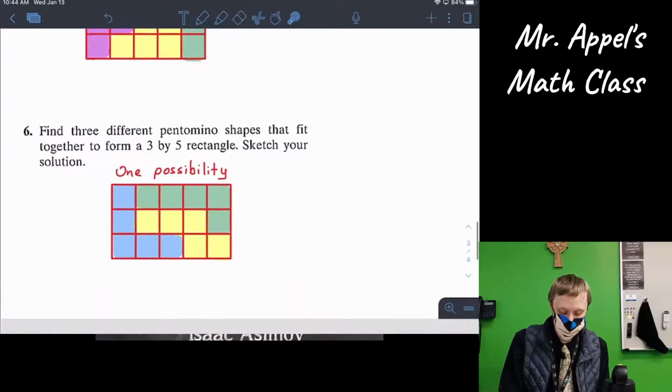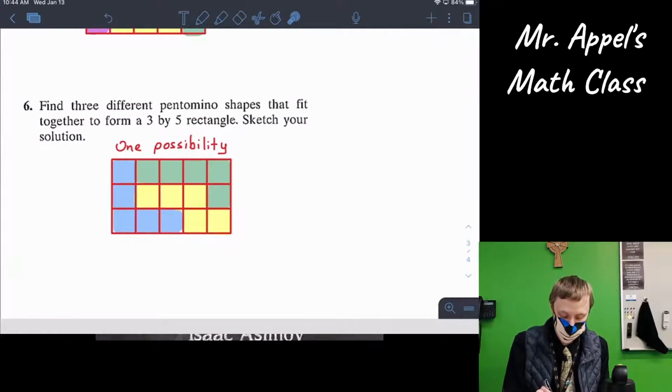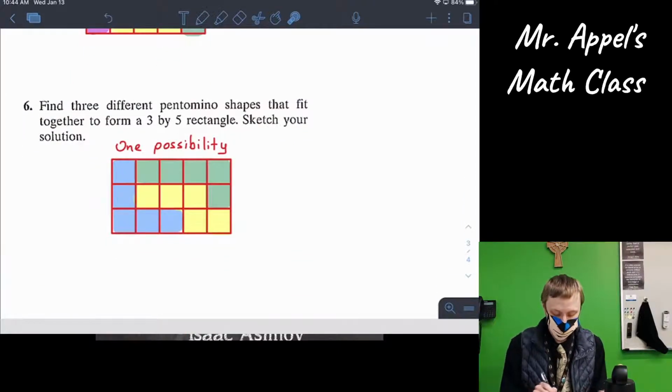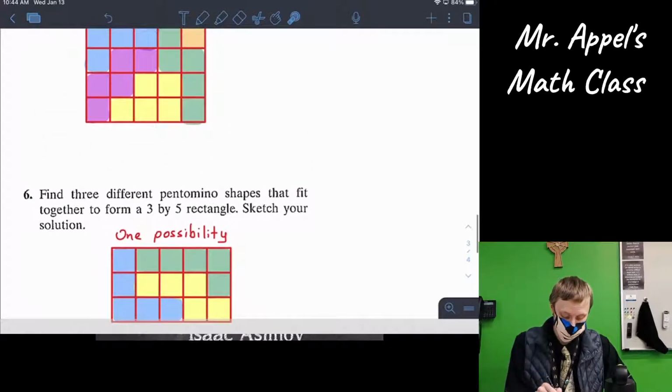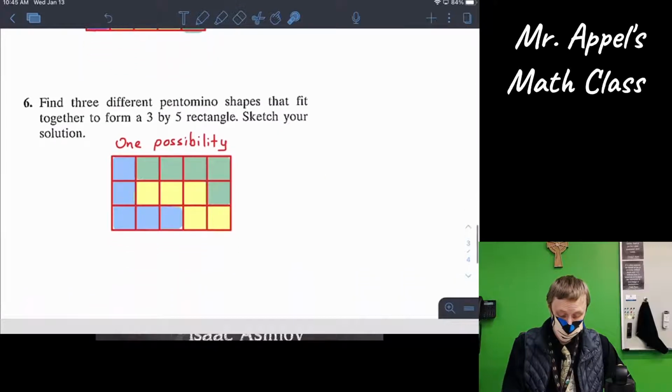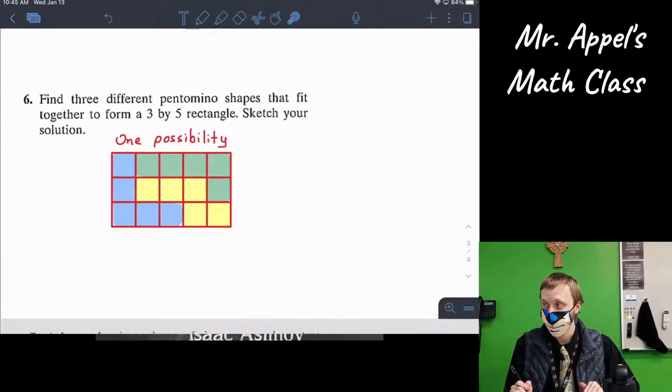Similarly, you can fit 3 of them into a 3 by 5 rectangle. Here is one combination that will work. I don't think it's possible to use this purple one up here, the zigzag, because it literally cuts off a square down there. But if you can manage it, let me know. I'd like to see that.